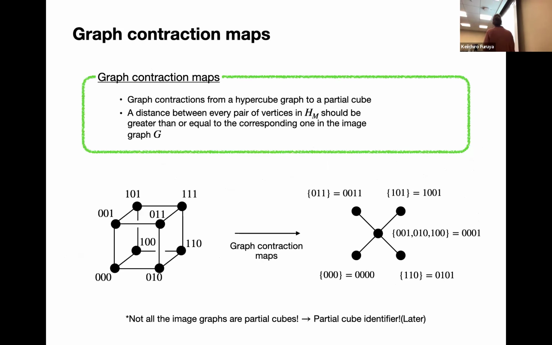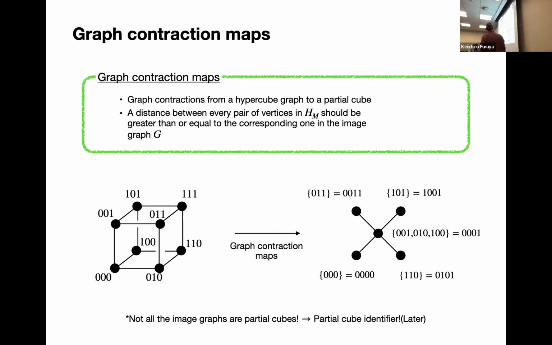But the graph contraction map is something we define, which is graph contraction specifically acting on the hypercube, and the output should be a partial cube. Because even if you apply graph contraction on the hypercube, the output does not have to be a partial cube. So the graph contraction map is a constrained map. Does that make sense?